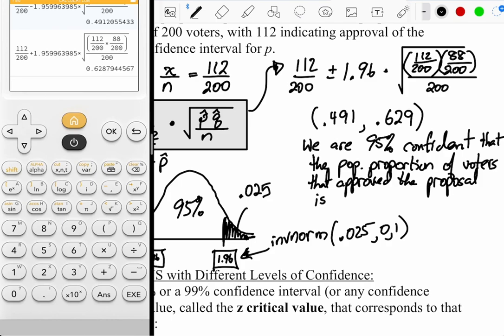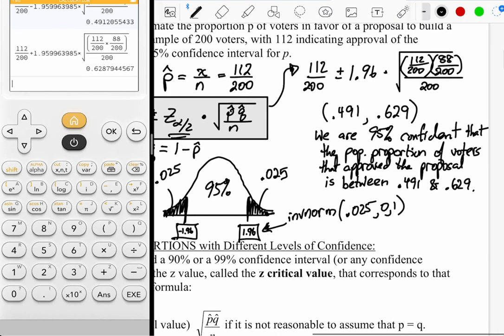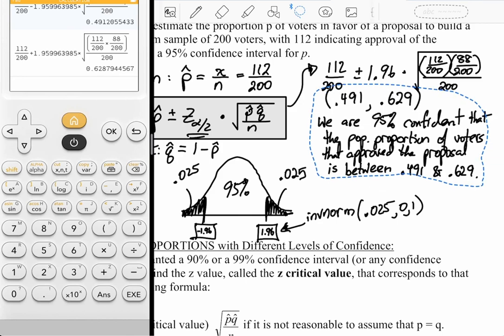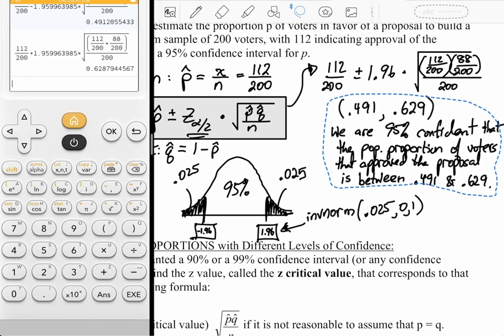is between these two numbers, 0.491. Right? It's a proportion, so you don't need units. You know, if you wanted to, you could say 49.1%, but I totally understand if you don't want to do that. And 0.629. Right? Now, like I said before, we'll get into the why down the line, but we can address at least part of this conclusion and what it means.